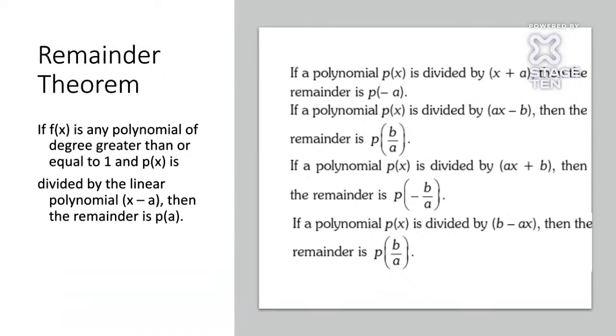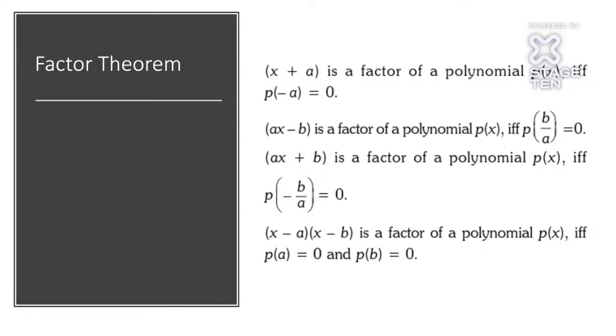Next is the remainder theorem. Remainder theorem is nothing but if I have any polynomial of degree greater than or equal to 1, and that polynomial p of x is divided by the linear polynomial x minus a, the remainder is p of a. Whenever polynomial p of x is divided by x plus a, where a is any real number and x is the variable, the remainder will be p of minus a. Similarly, we have these conclusions. If it's divided by ax minus b, the answer will be p of b by a, and similarly it keeps on going.